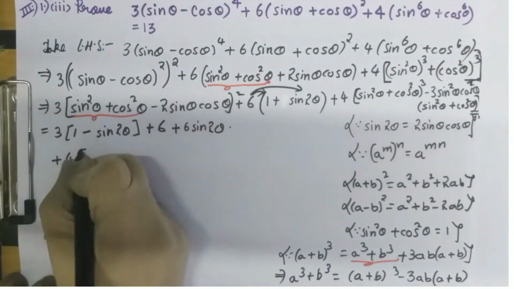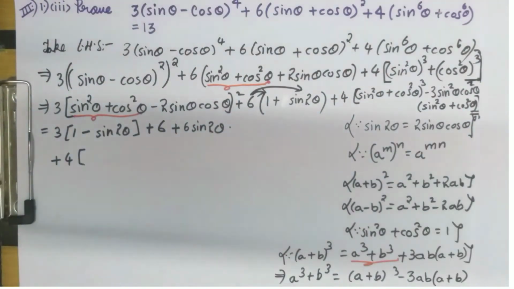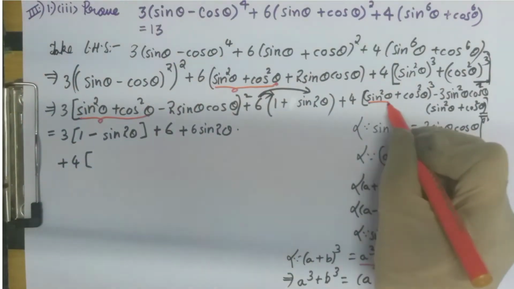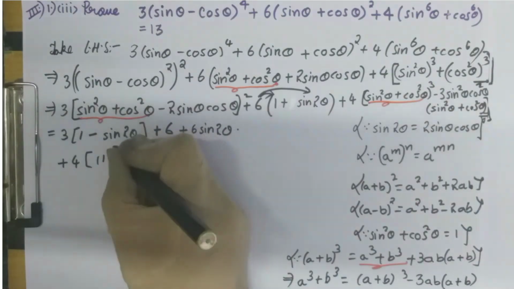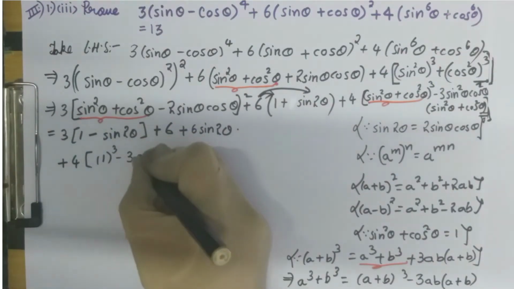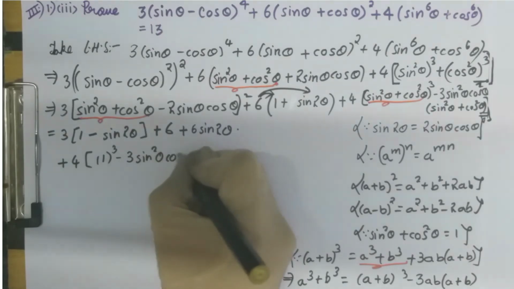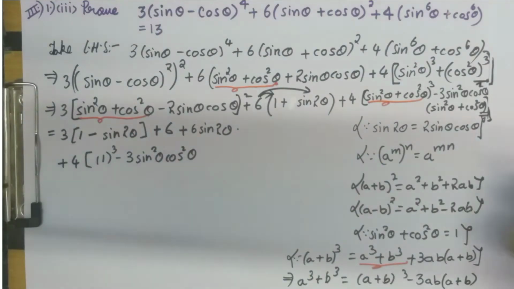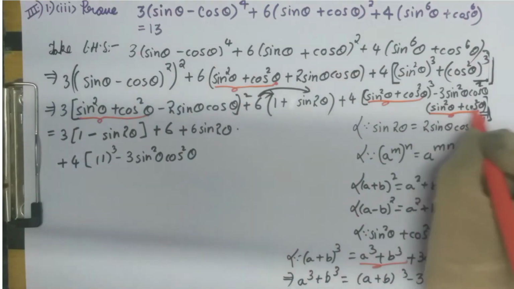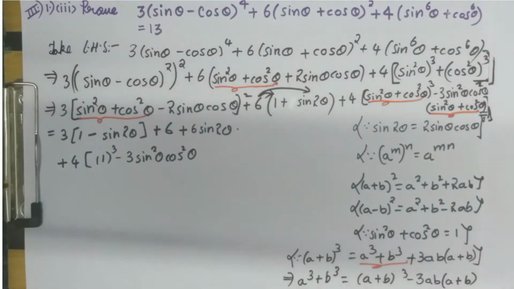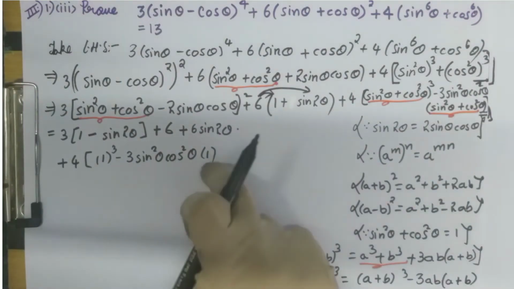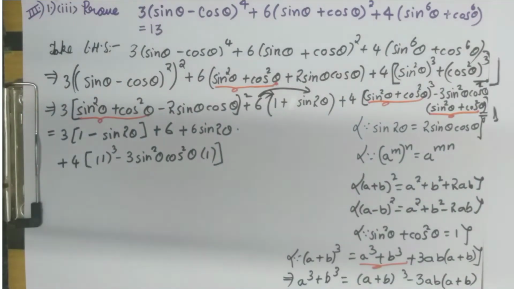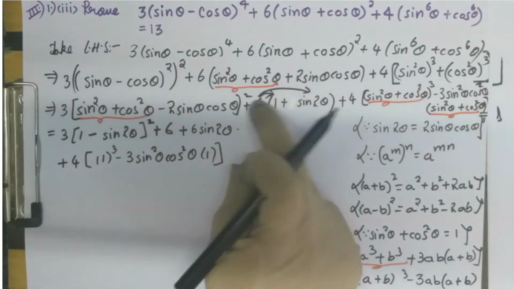here plus 4 into, what is sine square theta plus cos square theta? Sine square theta plus cos square theta is 1, and then we have cube, so I'll write cube minus 3 into sine square theta cos square theta. Again we have sine square theta plus cos square theta. Sine square theta plus cos square theta is 1, that is into 1, because it was minus 3ab into a plus b, this was into. Now let us close the bracket, and here we had whole square, right?